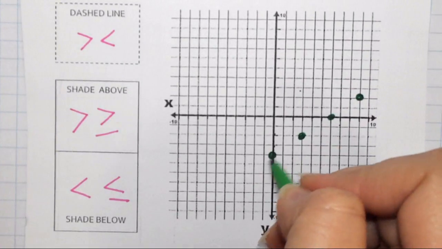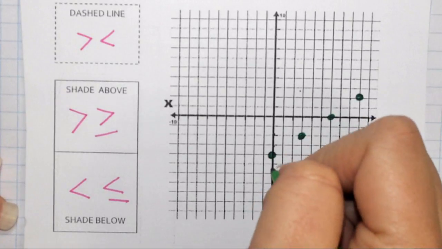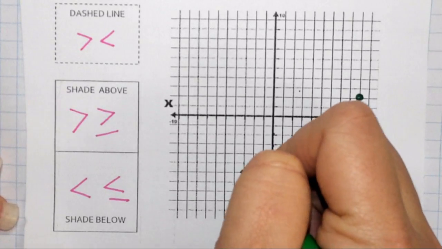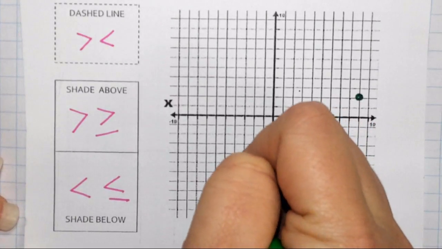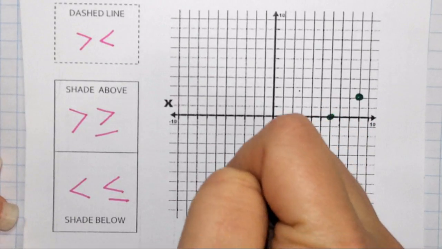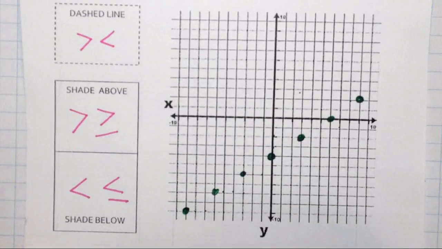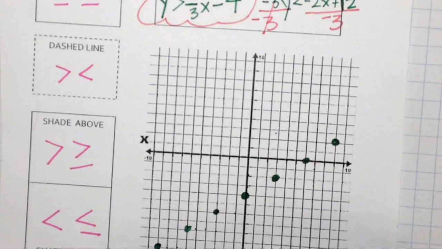And then, what am I going to do over here? Down 2 is left 3. Take a point. Down 2, left 3. Down 2, left 1, 2, 3. Don't connect your dots yet.